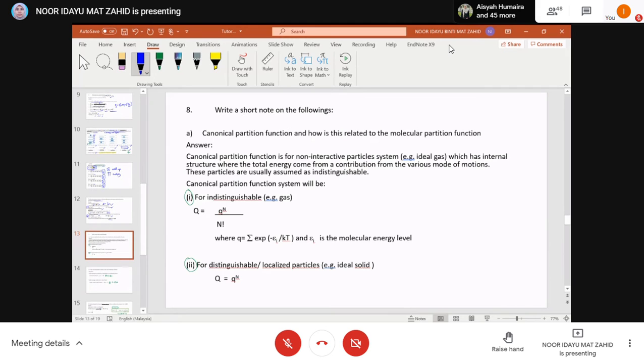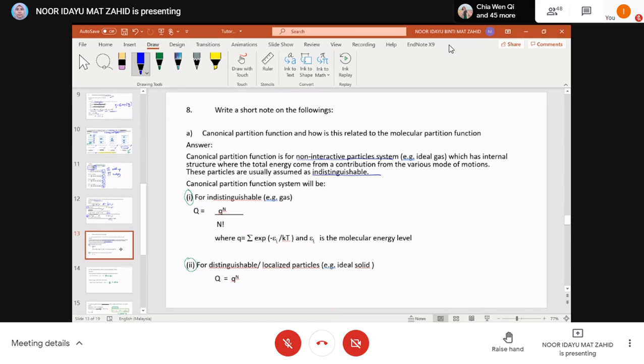Write a short note on the following: the canonical partition function, and how is this related to the molecular partition function. Again, this is a summary from your lecture note. The canonical partition function is for non-interacting particles such as an ideal gas system, which has internal structure where the total energy comes from contributions from the various modes of motion. These particles are usually assumed as indistinguishable.